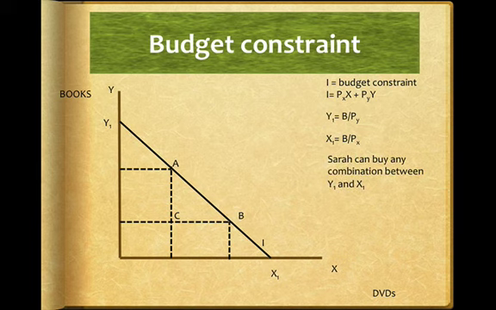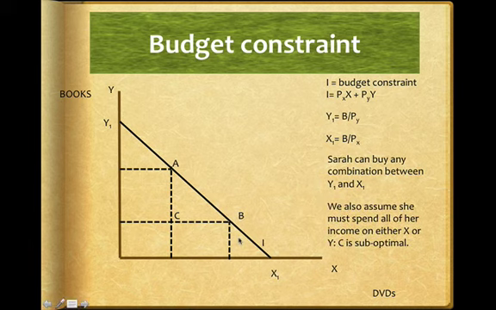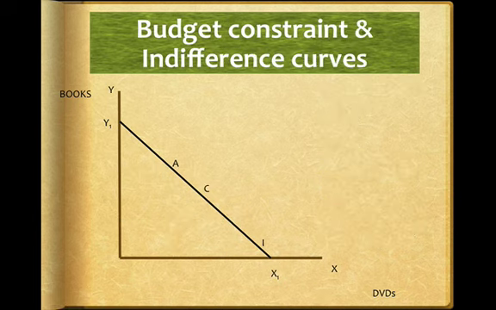So let's bring in a consumer here. Sarah can buy any combination between Y1 and X1, but we also make a funny assumption here that she's got to spend money on the books or the DVDs. She's not allowed to not spend any. So it's like her disposable income, and she's going to spend it either on books or DVDs, but we're not letting her spend anything else or save anything. So point C is what we'd call suboptimal. In other words, we want to put her on the budget constraint, just for the logic, right?